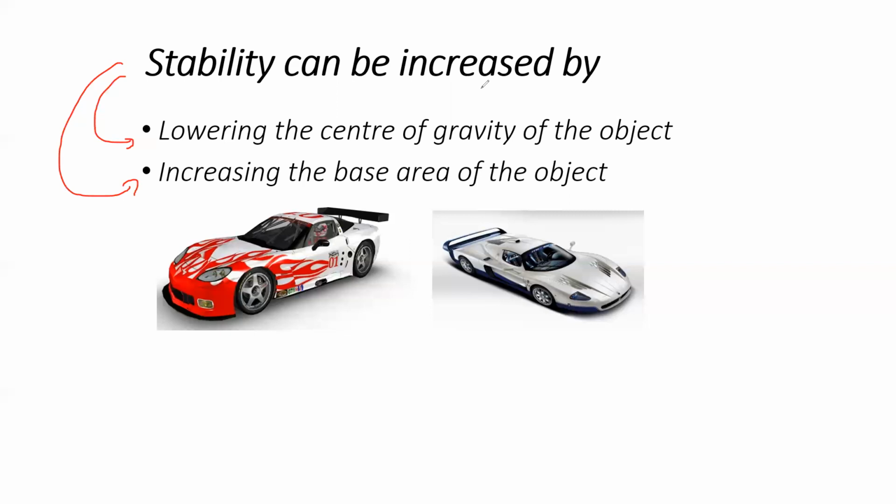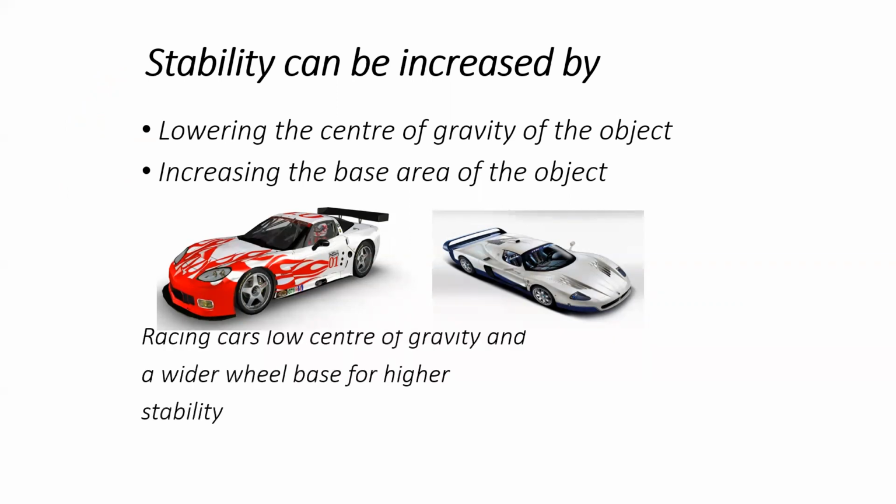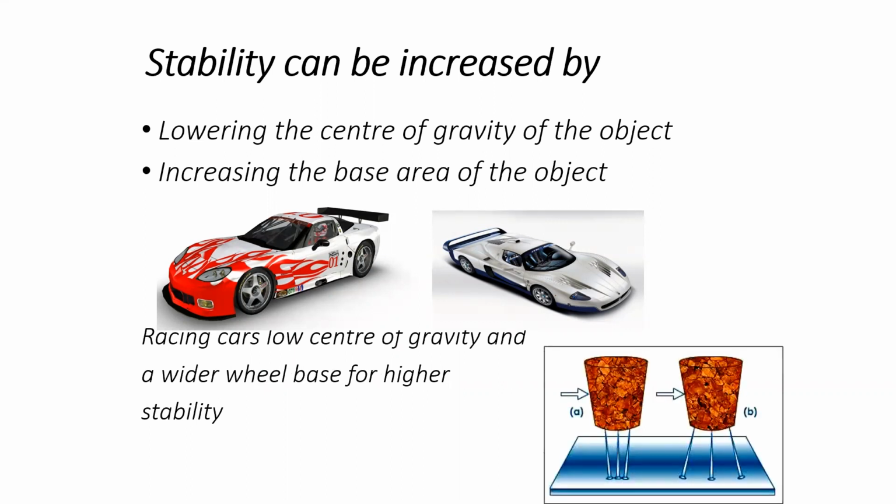So if we increase the base area, we will increase the stability also. The object will not topple. So racing cars have a low center of gravity and a wider wheelbase to have higher stability. Which object is more stable, A or B? Which tool is more stable, A or B? This is the base area for A and this one is the base area for B. So B is more stable because B is having a greater area as compared to that of A.